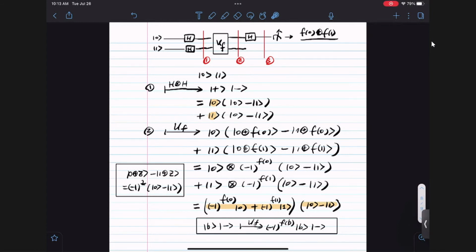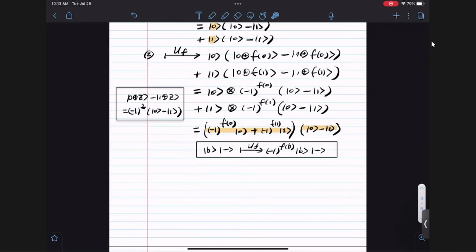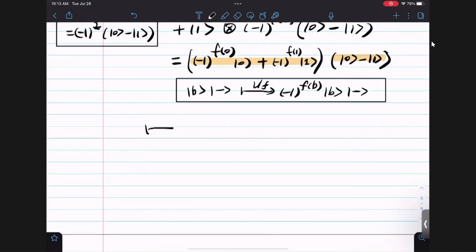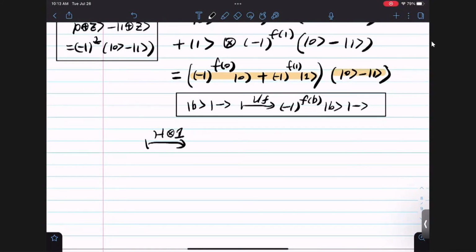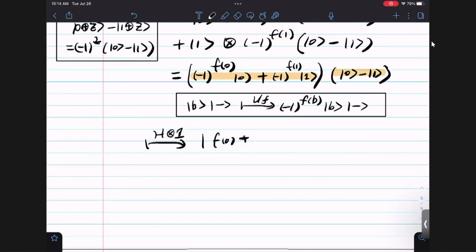Okay, so what we're going to do next is apply Hadamard to the first qubit. So apply Hadamard. That means identity to the other one, but that doesn't matter. Let's just focus on the first qubit. So we want to apply Hadamard to this one. Do you recognize what that will be? That's exactly. So that's going to be |f(0) plus f(1)>.